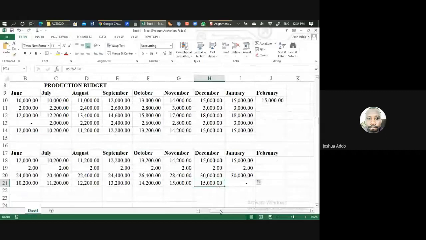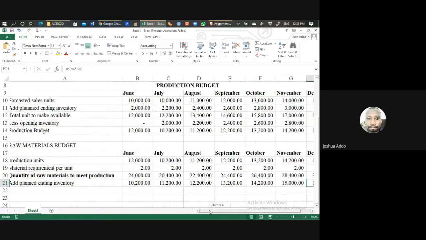We needed the value for December's ending inventory, which is 50% of January. So that means we need to extend the values to January so we can calculate the 50% of January, which is 15,000. So 50% of 30,000. 30,000 is the total material required for January 2022's production. And 50% of that is the planned ending inventory for December 2021. So that's the calculation. Any question?